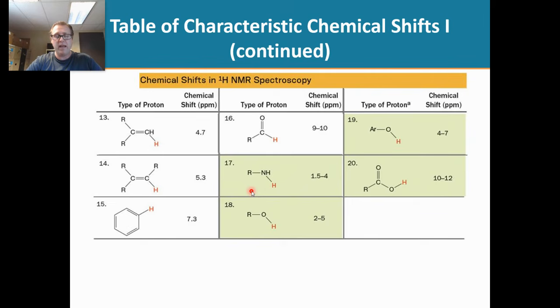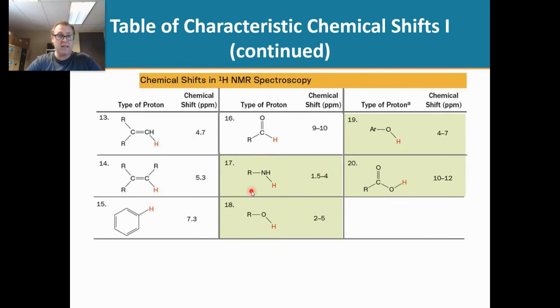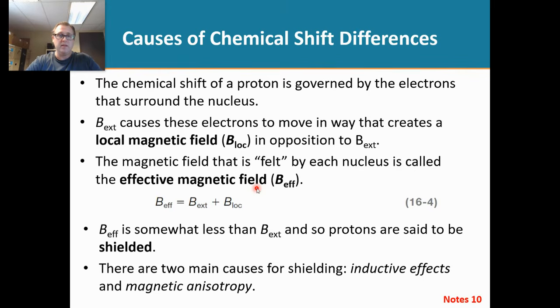But what we need to do is understand why there are these characteristics. What is causing that? We need to delve deeper, because yes, we can use these tables to help us, but if we understand why these tables exist, then NMR will be a little bit easier. So, causes of these different chemical shifts. The chemical shift of a proton is also going to be governed by the electrons surrounding that nucleus.